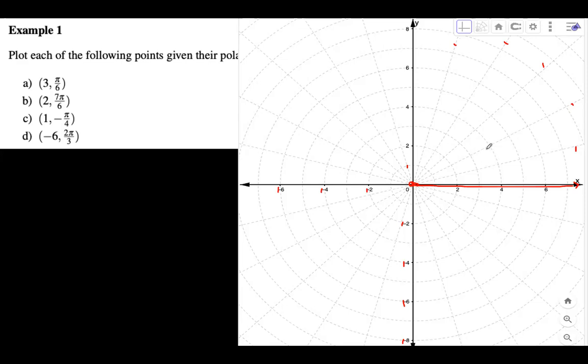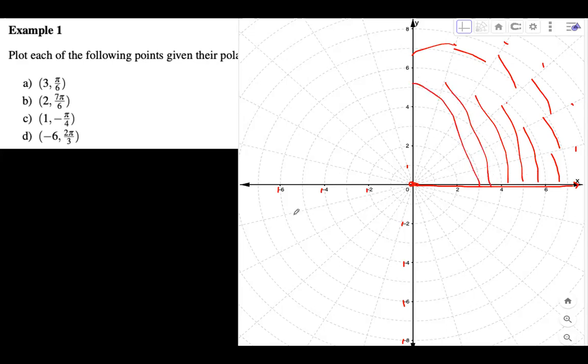Ilang lines ba to? 1, 2, 3, 4, 5, 6. 6 siya. Kung 90 to, so 15. 15 to, another 15, another 15, another 15, 15, 15. So therefore, this is 30. This is what? 45. This is 60. This is, ano bang after ng 60? Sorry, 75, and this is 90. Diba? Ganun yun. Did you understand, guys?